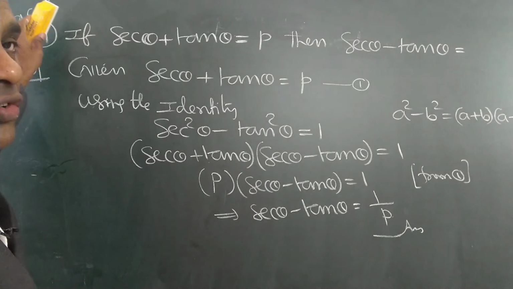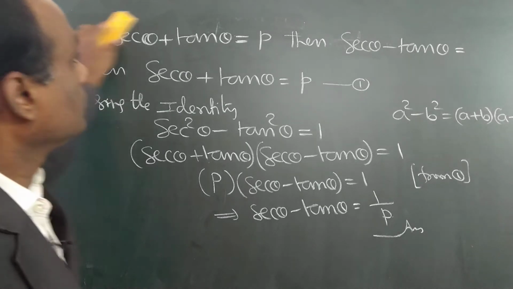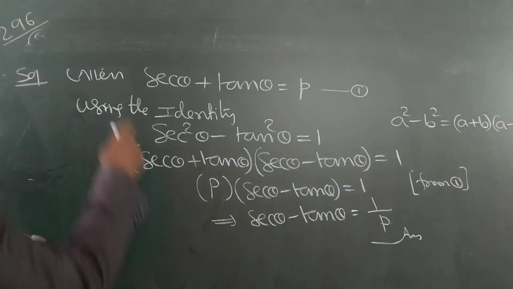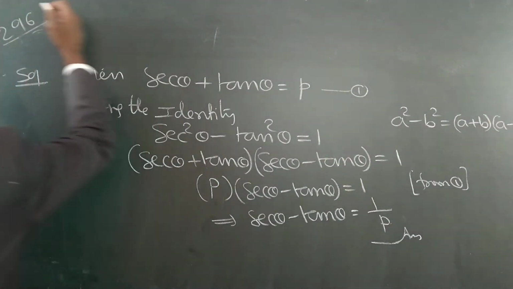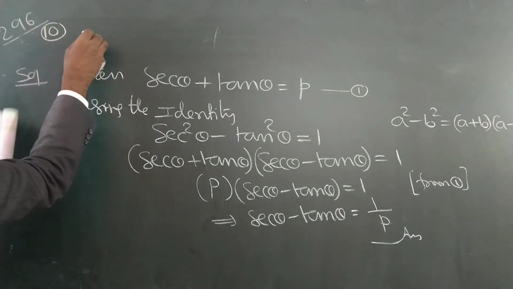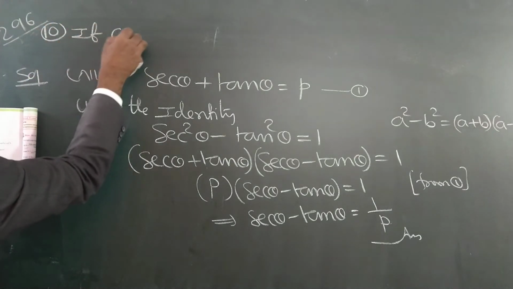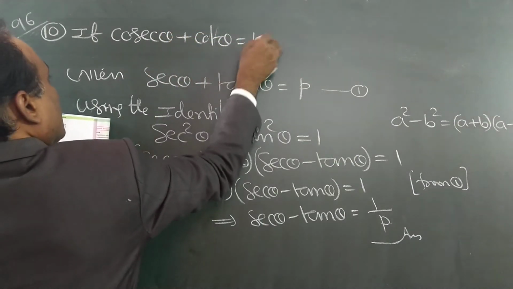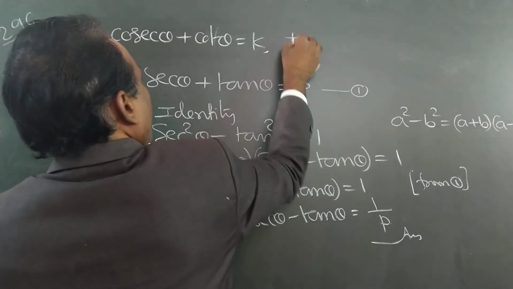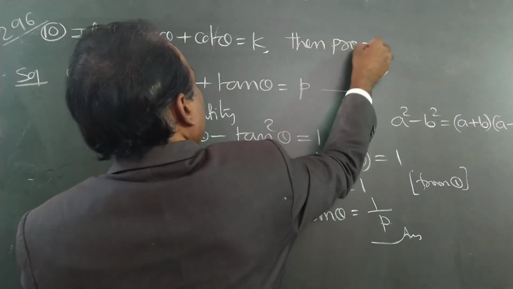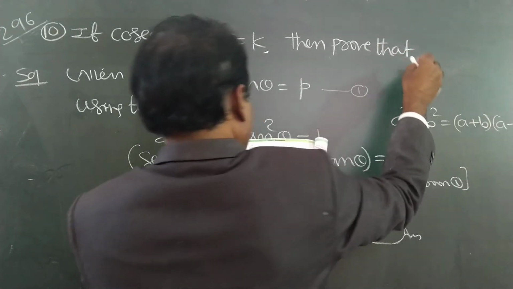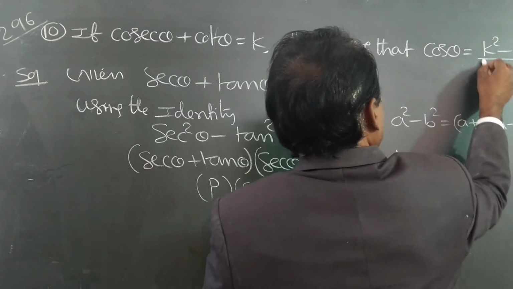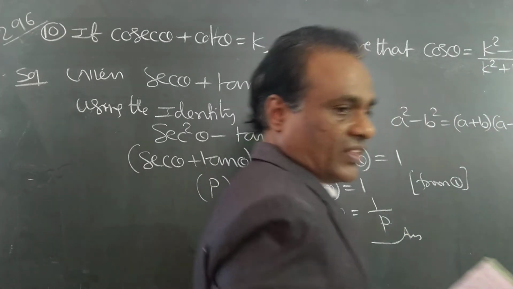Students, understood or not? Tenth problem. If cosecant theta plus cot theta is equal to K, then prove that. This is the question right now.